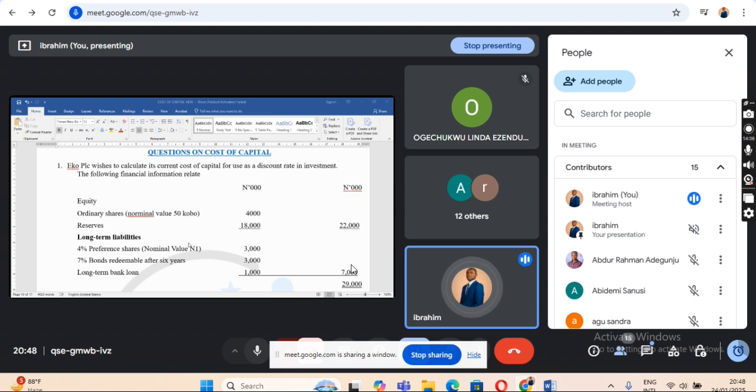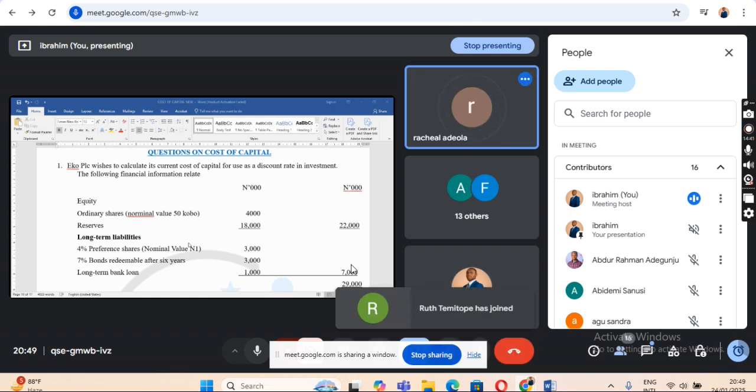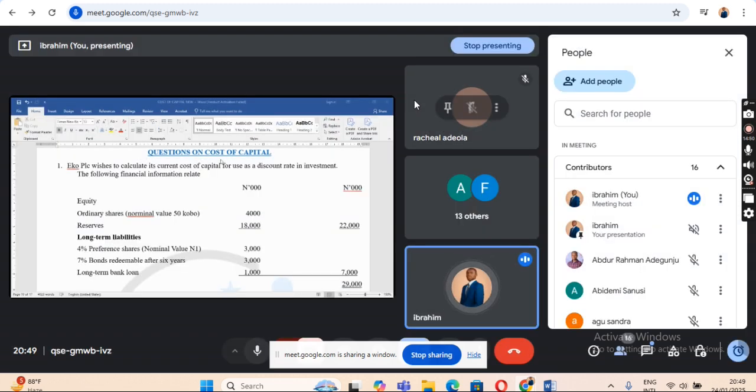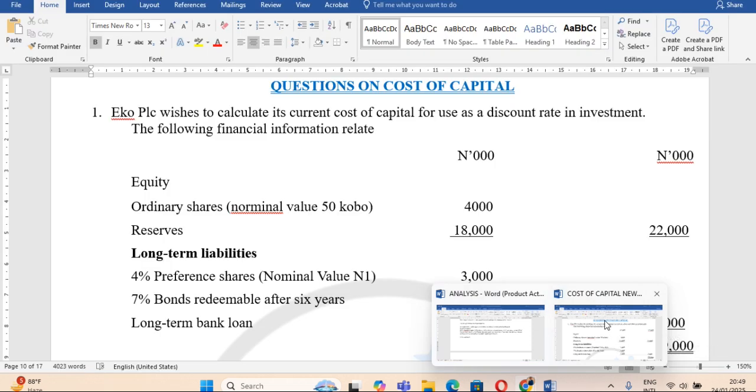Okay, we have here Eco PLC wishes to calculate its current cost of capital, for use as a discount rate in investment. The following financial information relates to Eco PLC. You can see your equity. You can see reserve. You can see the preference shares, bond, and the long-term loan. Right?